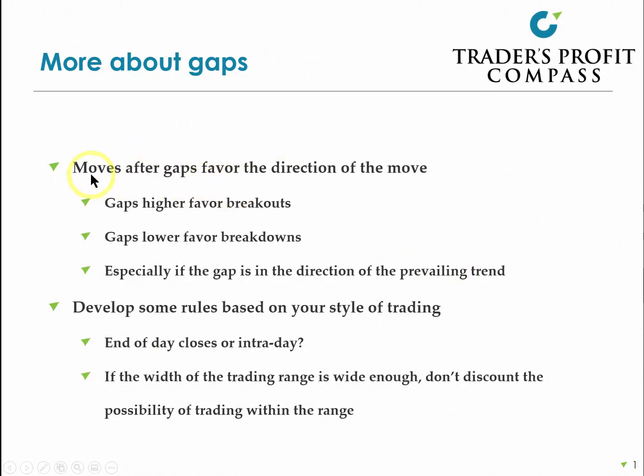So just as a recap, after you've got a gap move, a gap higher favors breakouts and a gap lower favors breakdowns. And that's especially true if the gap is in the direction of the prevailing trend. So if you've got a stock in an uptrend and then it gaps higher on earnings, there's a high probability that move will continue higher. Same thing on a gap down. If you've got a stock already in a downtrend and it gaps lower on earnings, there's a very high probability that it's going to continue to the downside.